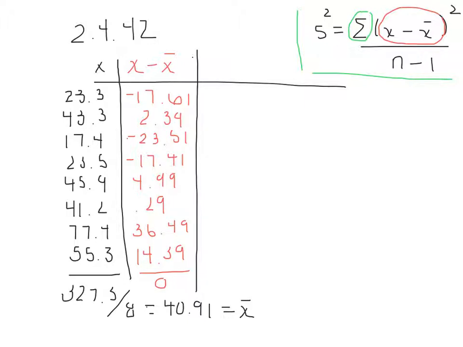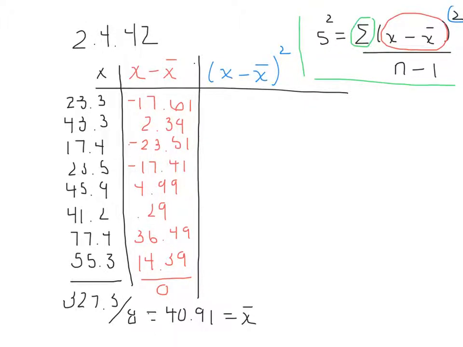So to get a sum that's not equal to 0, we have to square all those deviations. So in this next column of my table, I'm going to take all of the numbers in red, the deviations from the mean, and I'm going to square them. Now remember, whenever you square a number, it turns out to be a positive answer, because squaring a number is just multiplying that number by itself. A negative times a negative is a positive, and a positive times a positive is a positive.